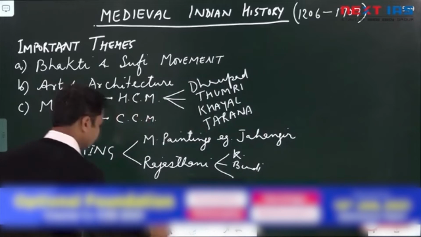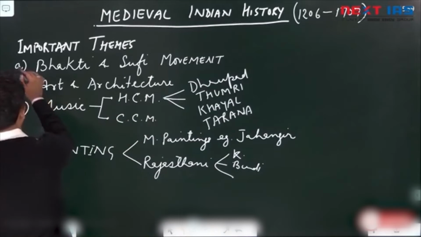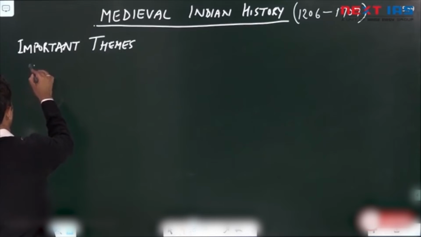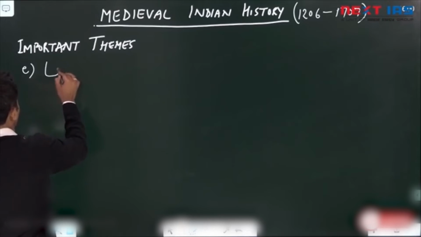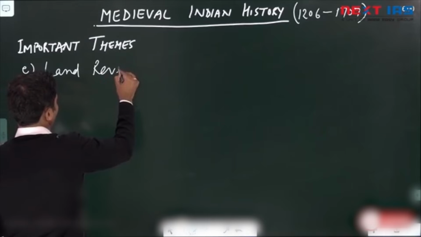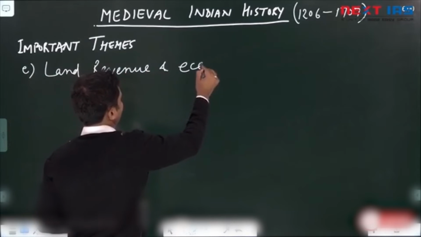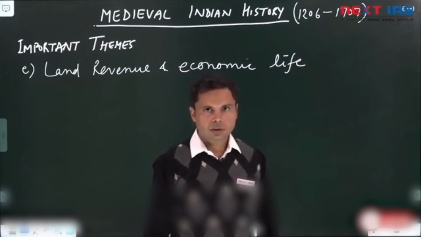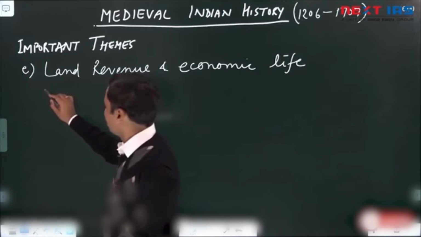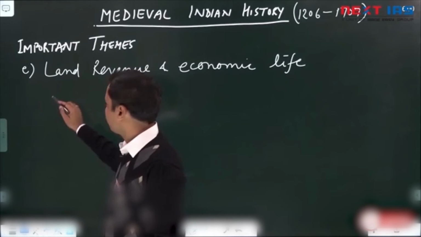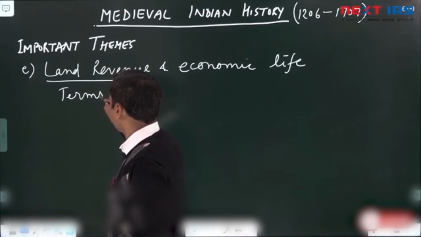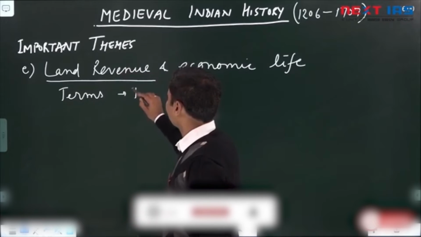And the fifth theme is land revenue and economic life under the Mughals. Here you study what all the rulers had done for increasing crop production, and the different terms and terminologies used for taxation.